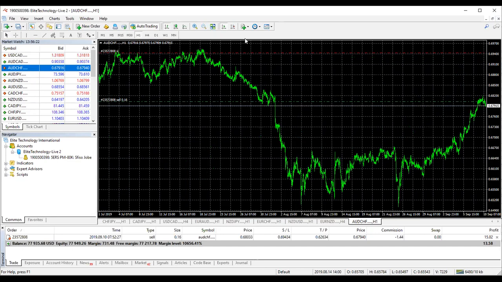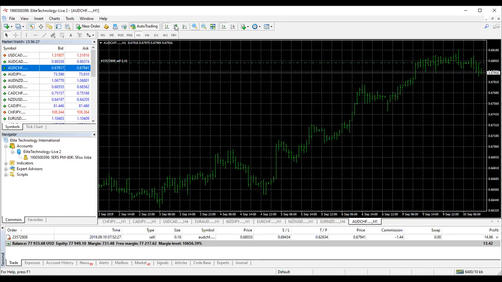Okay, the chart looks a bit different. I'm gonna change that into a candlestick. So this is where I sold. Can you see? It says here sell. I predicted that the price is gonna come down, so I sold here.